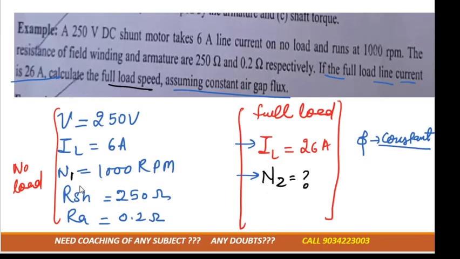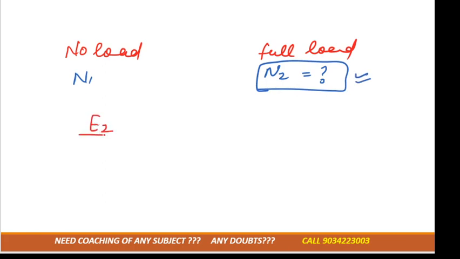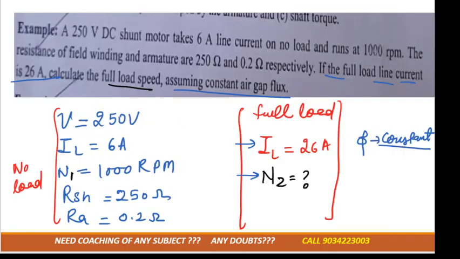So we have considered for no load, that is N1, right? And for full load we are having N2. So basically in this question we need to calculate N2 only. We'll use this formula, that is E2 by E1 is equal to N2 by N1 into phi 2 by phi 1. Now read the question.